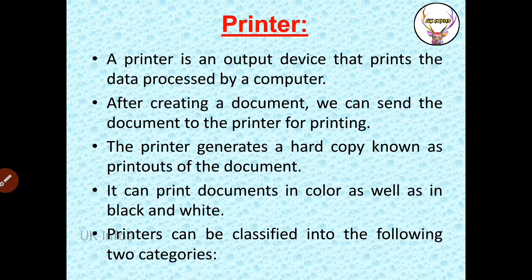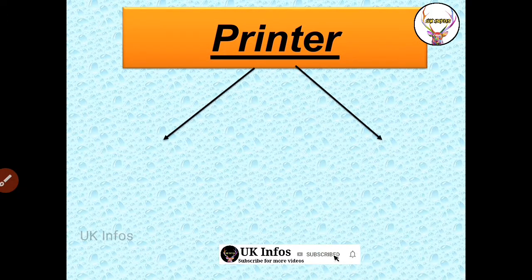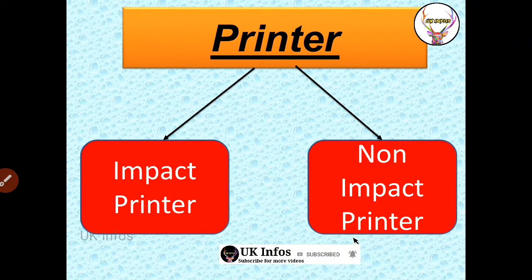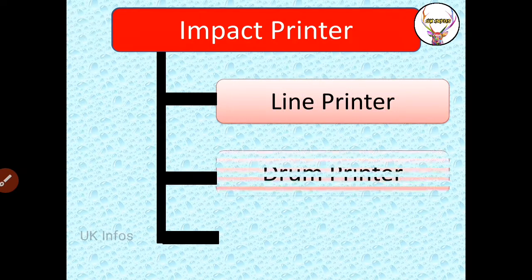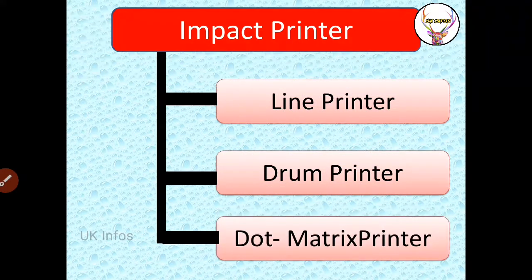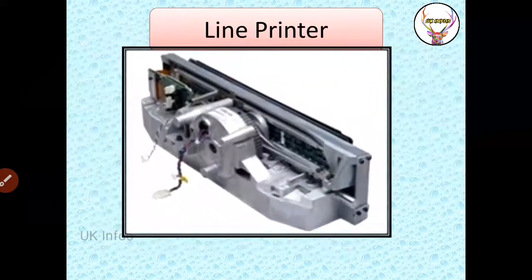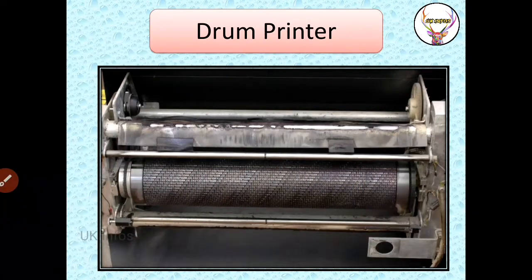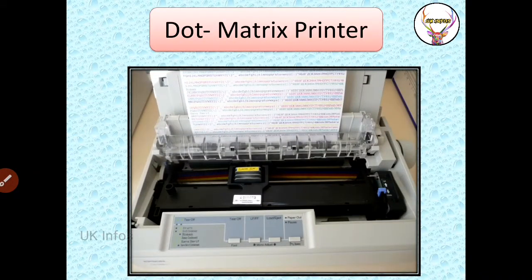Printers can be classified into the following two categories. The first one is impact printer. The second one is non-impact printer. Impact printers are also classified into three types: line printer, drum printer, dot matrix printer. This is called a line printer. This is a drum printer. At last, the dot matrix printer. So this is a dot matrix printer.